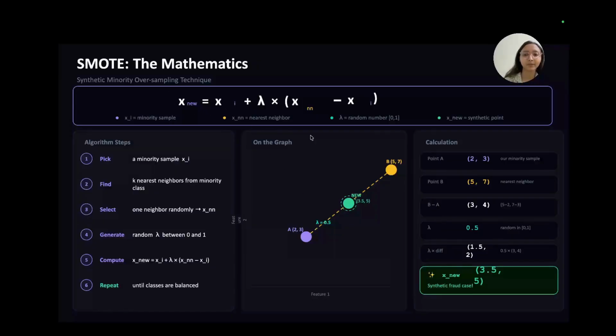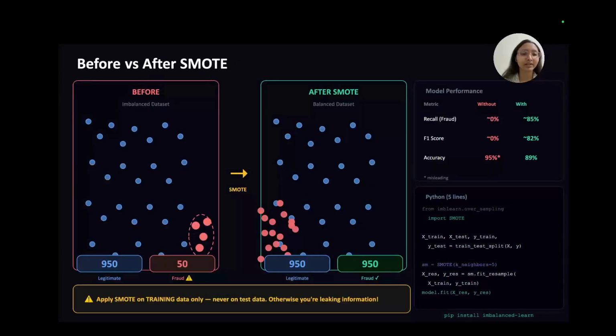And after creating a balance between them, like this is the after picture, we apply SMOTE. Here we can see the balance between both the classes, and obviously after applying SMOTE, we achieve the balance, and then we can achieve better metrics like recall, F1 score and accuracy.